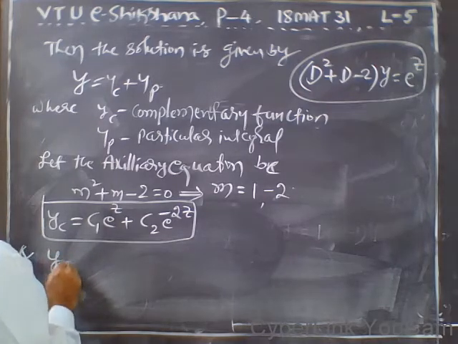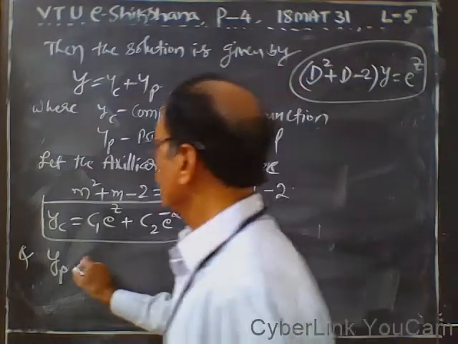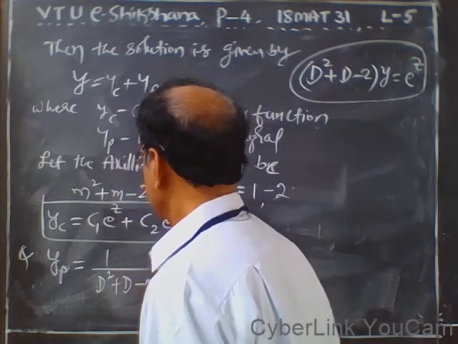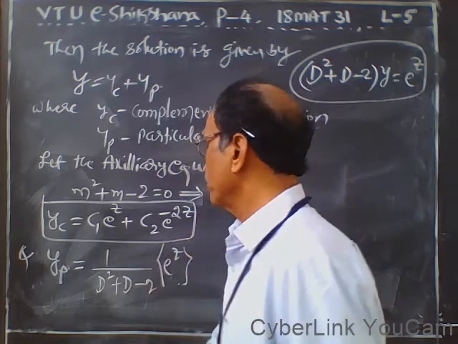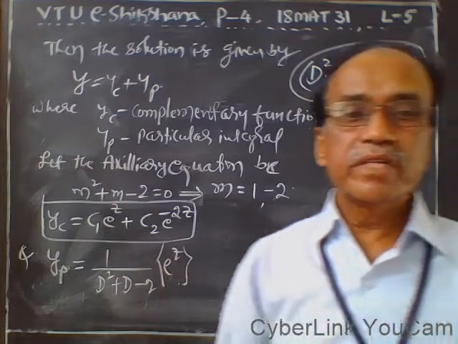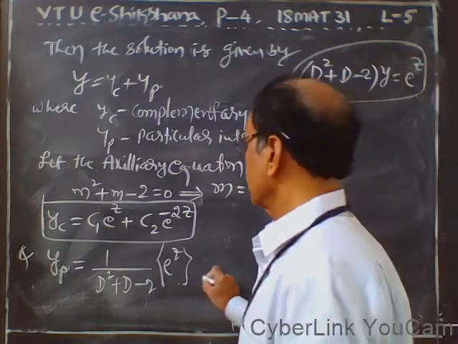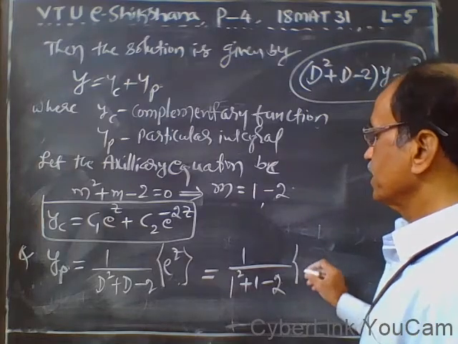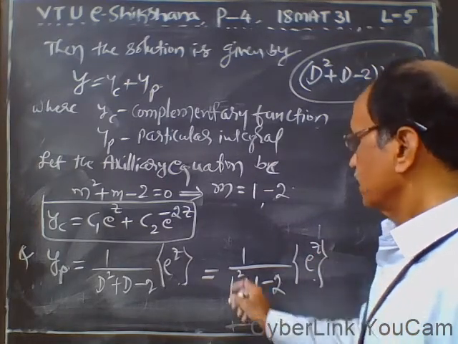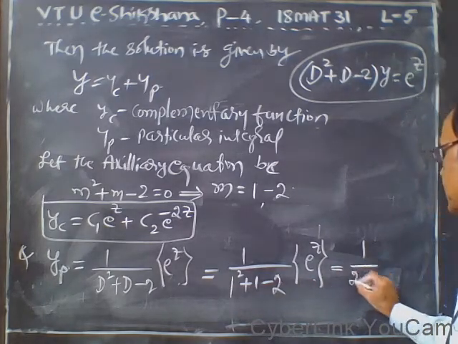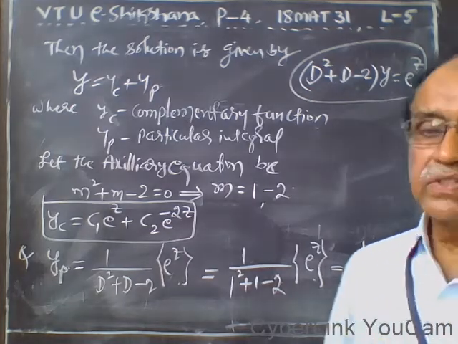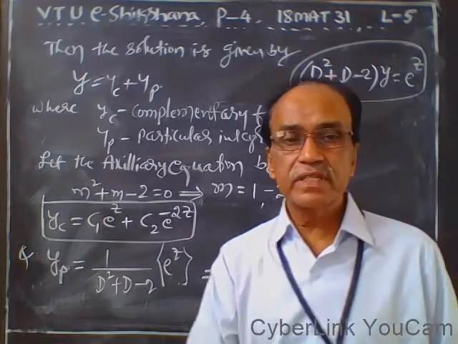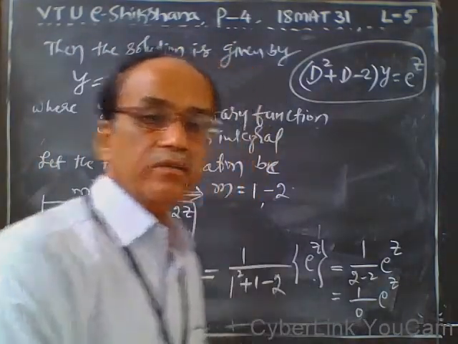And yp, by inverse differential operator we can calculate. yp is equal to 1 divided by (D² + D − 2), operating on e^z. Then what we do here, we replace this D by the coefficient of z. It is equal to 1 divided by (1² + 1 − 2), operating on e^z. This is equal to 1 divided by (2 − 2) times e^z, which becomes 1 divided by 0 times e^z, and this is a case of failure of that particular step.